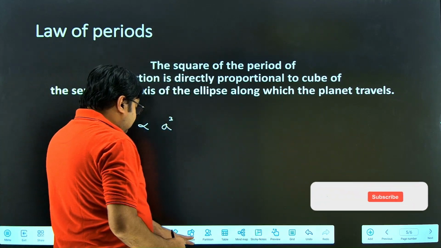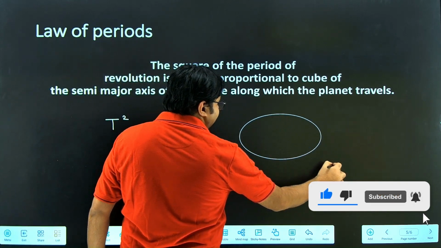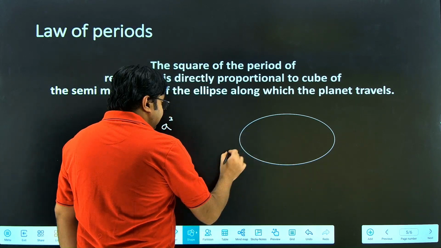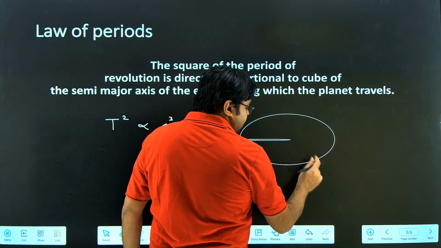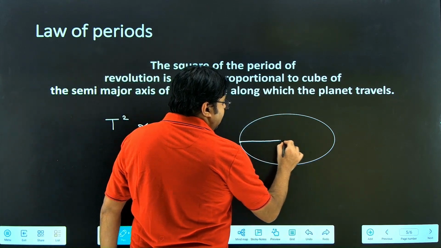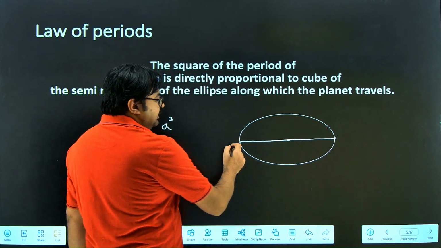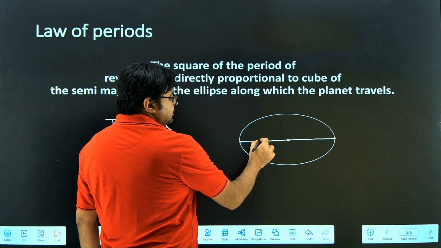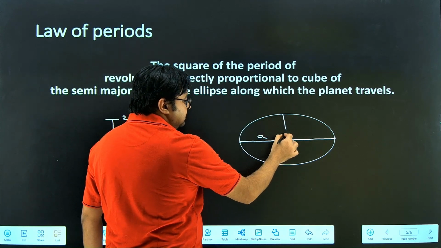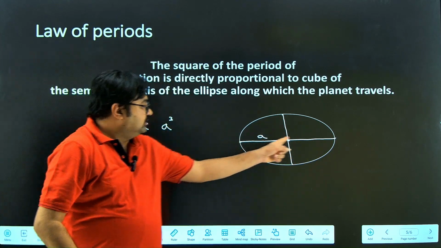Now, sir, what is a semi-major axis? Let's try to figure out. So here we have an ellipse, and I draw a line here. Let's say this is the longest chord, and that's what is the major axis. Half of the major axis is what is the semi-major axis. This would be the minor axis. That's the minor axis. This is the semi-major axis, half of the major axis.